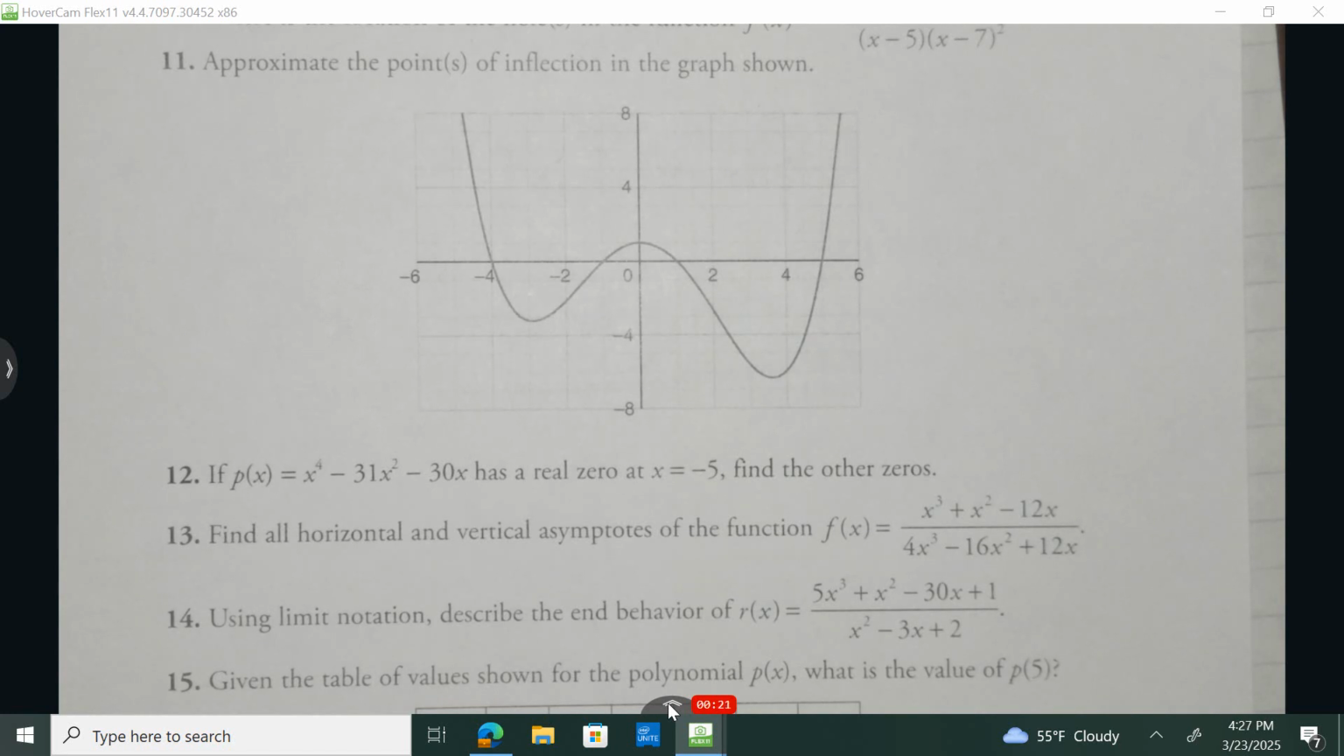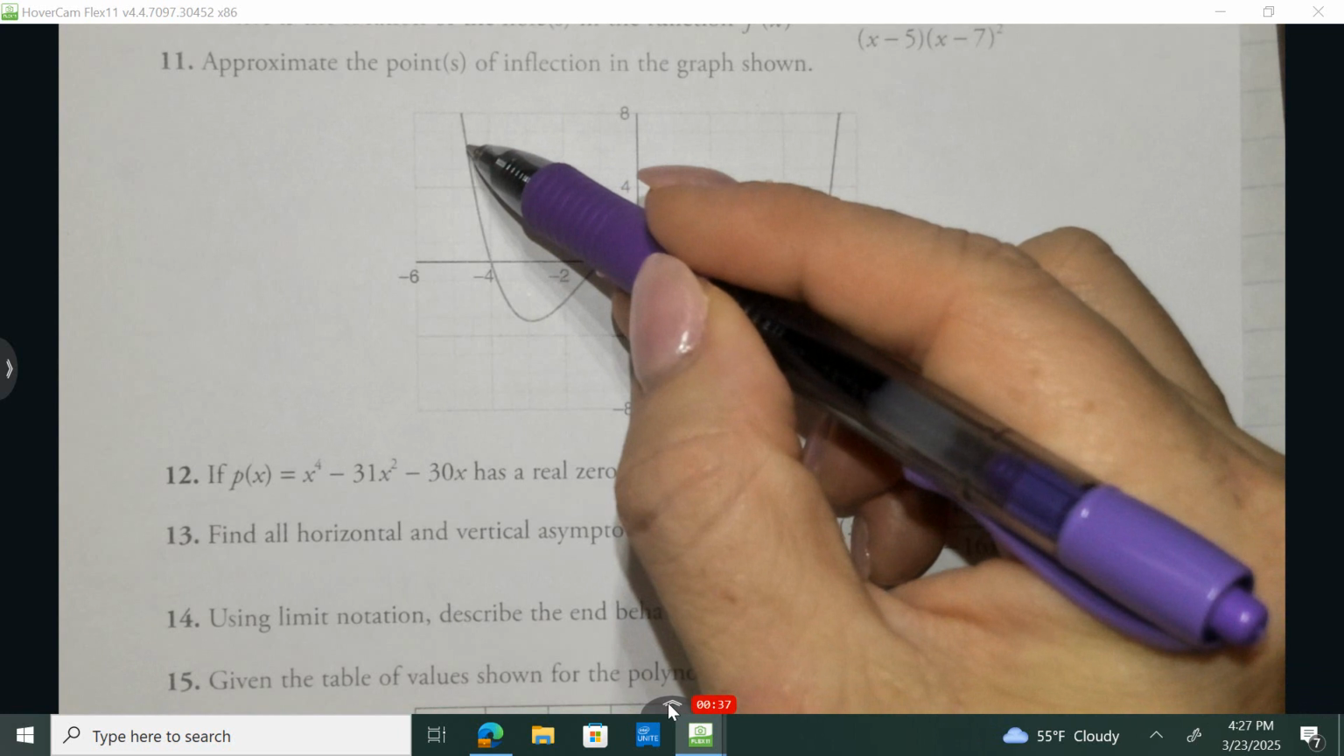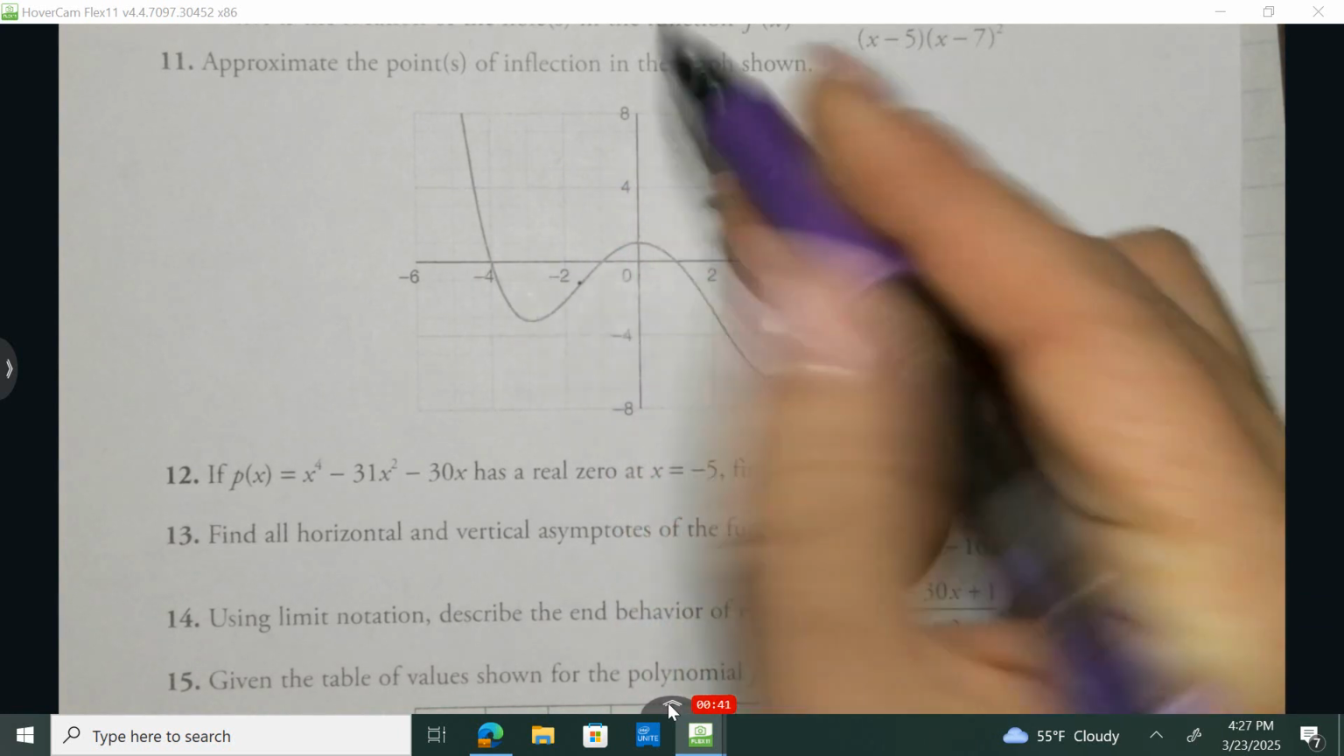An inflection point is going to show where the curve changes from concave up to concave down, or vice versa. And so when we think concave up, we're looking at a curve that opens up like a smiley face. Concave down is going to be a curve that opens downward like a frowny face. So think of that in terms of frowny face and smiley face. So I have a smiley face, smiley face, smiley face. Oh, right about here, it looks like is when it changes.